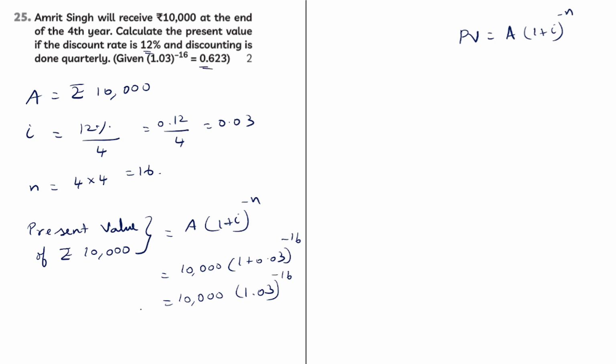The value is given here. It is 0.623. So it is 10,000 into 0.623. So this is rupees 6,230. So this is the present value of the 10,000 which he will receive at the end of 4th year if the discount rate is 12% and discounting is done quarterly. So this is the answer.